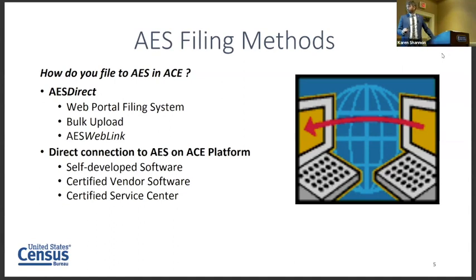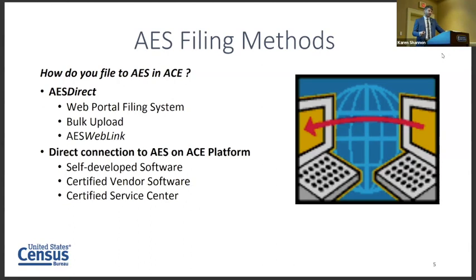Before you get into the second bucket that we call the direct connection to AES, the second option there is really for larger companies who have the infrastructure and the budget to create a direct connection to AES for sending that information in. Those come in three different forms. You have your self-developed software, so you could utilize the business rules and requirements as they're laid out in the documentation for AES, and you could actually develop your own software to do those filings.